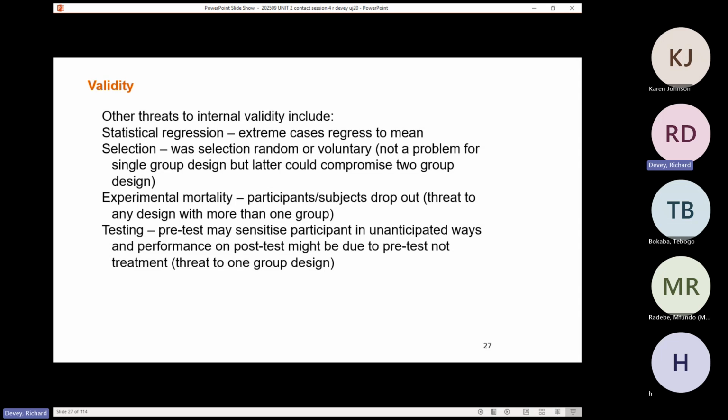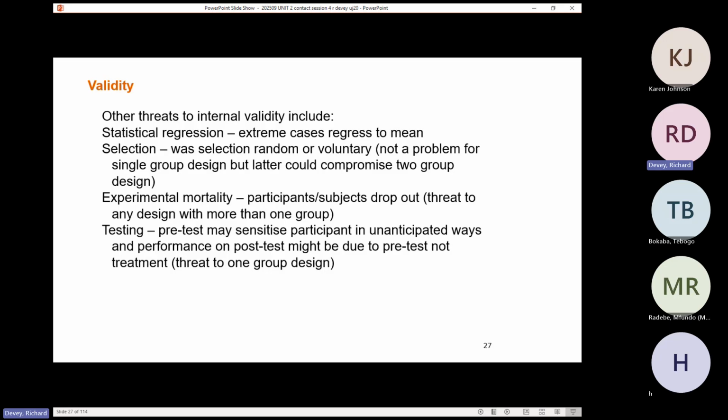There's also selection. This links into the sampling issue. Was selection random or voluntary? A voluntary selection wouldn't be a problem for a single group design, but it might be a problem for a group design, for example. There's experimental mortality where participants drop out. If you're doing a research project over a period of time, you might lose sample. Either people drop out or you might lose things. If you're doing research on plants, some of your plants might die, for example, and so you're losing cases.